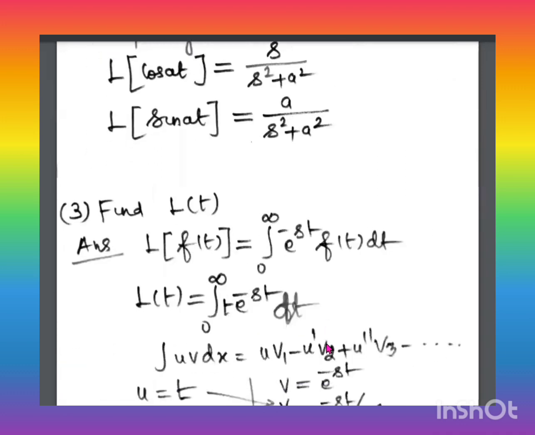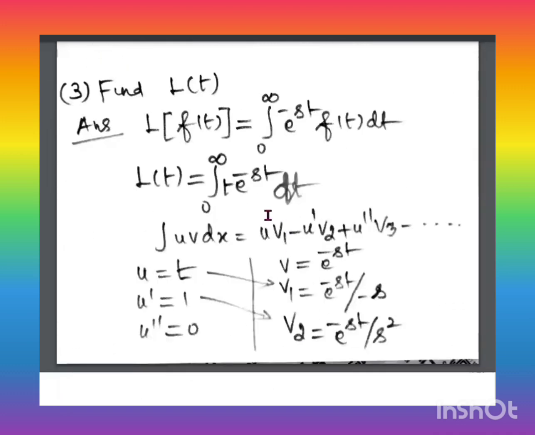Next question is, find L of t. So we can easily find it. As I already explained, the Laplace transform definition is L of f of t is equal to integral over the limit 0 to infinity e power minus st f of t dt. L of t is equal to, instead of f of t, in this problem we have to find t. So for f of t you have to write t into e power minus st into dt.